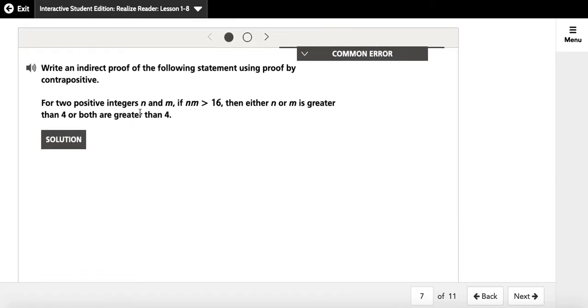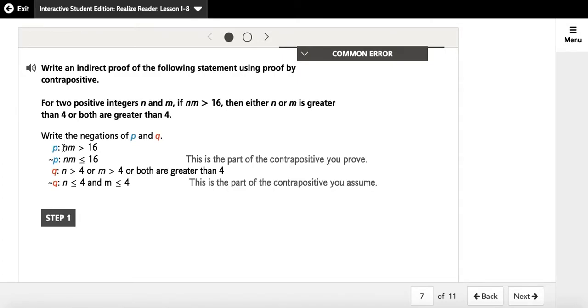For two positive integers n and m, if n times m is greater than 16, then either n or m is greater than 4, or they could both be greater than 4. That's the whole statement. So first let's write down the hypothesis, conclusion, and the opposite of those.